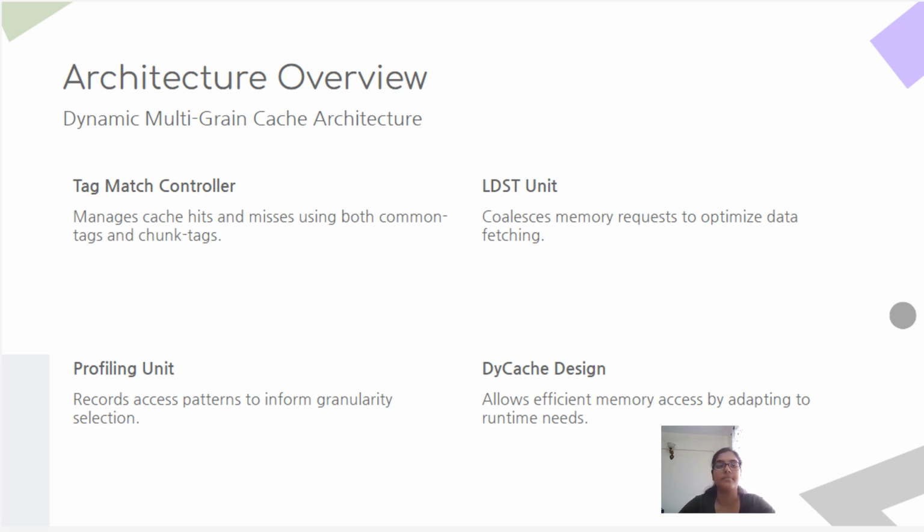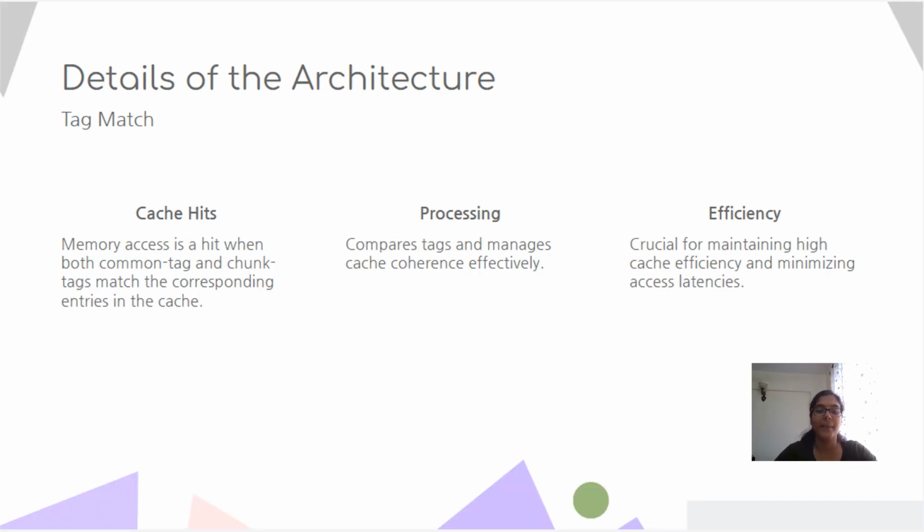Tag match. A memory access is considered a hit when both the common tag and chunk tags match the corresponding entries in the cache. The DyCache architecture processes memory accesses by comparing tags and managing cache coherence effectively. This tag matching mechanism is crucial for maintaining high cache efficiency and minimizing access latencies.